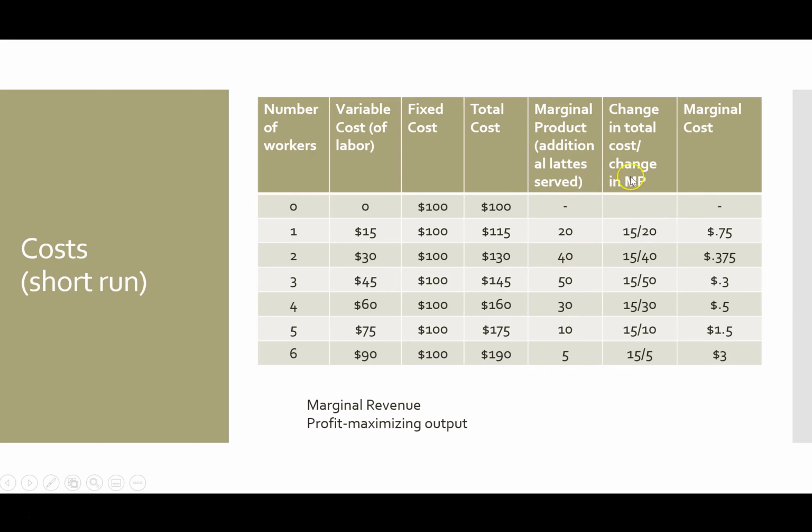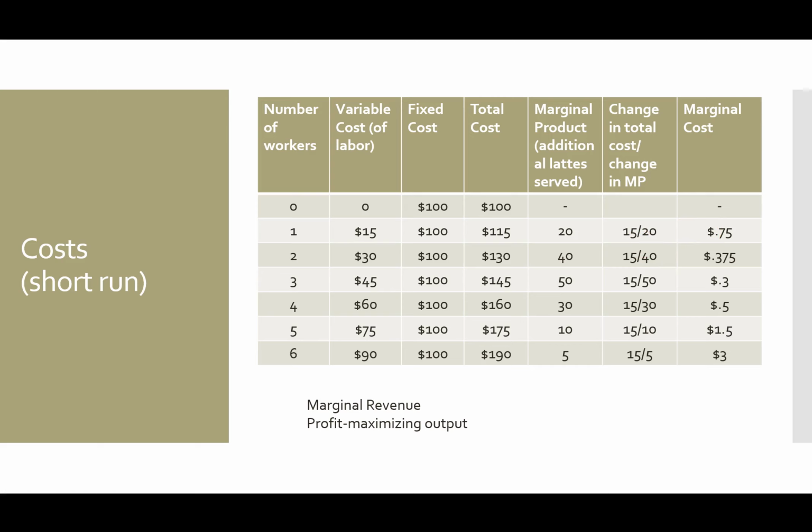And then this is just some math here to show you how I got to this next one, marginal cost. If you divide the change in total cost, so to get from 100 to 115, that's 15, that's a change in total cost, by the change in marginal product, and that's just the number that I listed over here, you divide those two numbers to get your marginal cost.